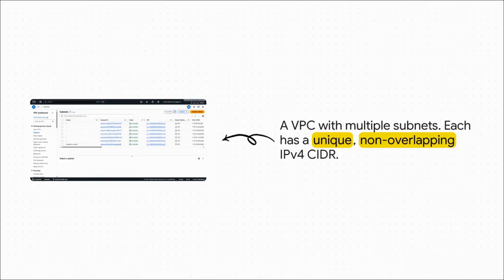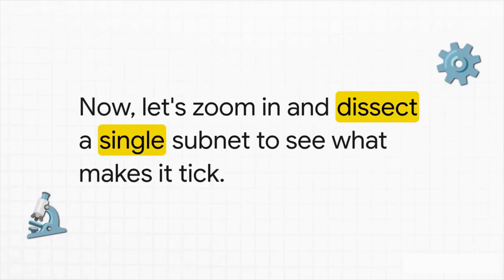And here's what that looks like in the real world, right in the AWS console. See this? We've got one big VPC, but it's carved up into 7 different subnets. Now look closely at that column labeled IPv4 CIDR. You see it? Every single one of those address ranges is totally unique. There's absolutely no overlap. This is what a healthy, well-planned network looks like. Traffic knows exactly where it's supposed to go, no confusion.